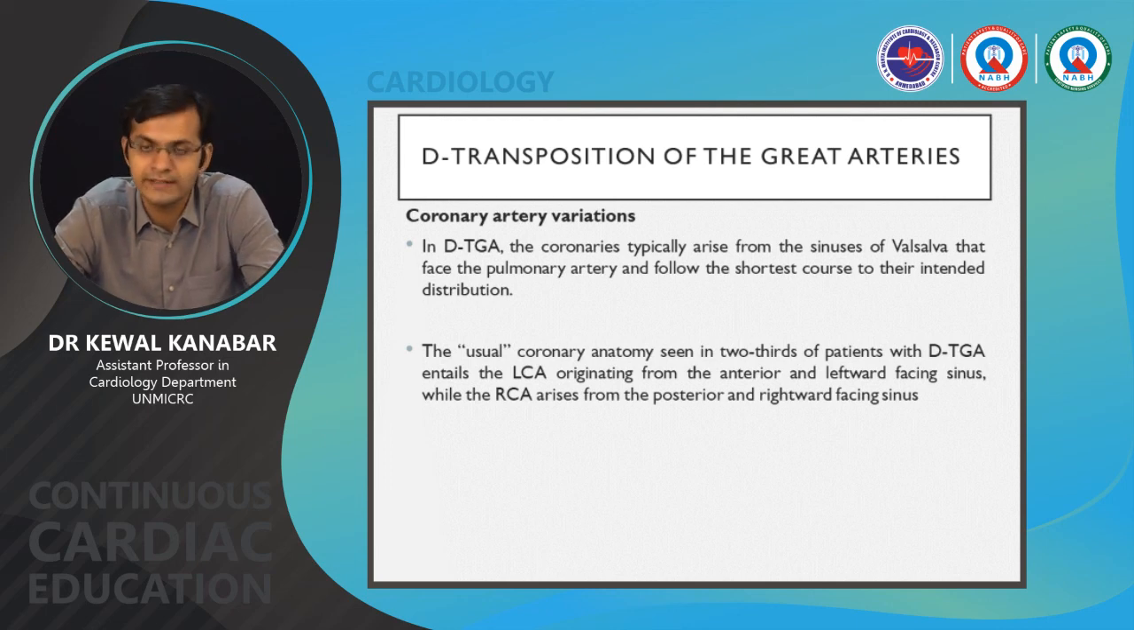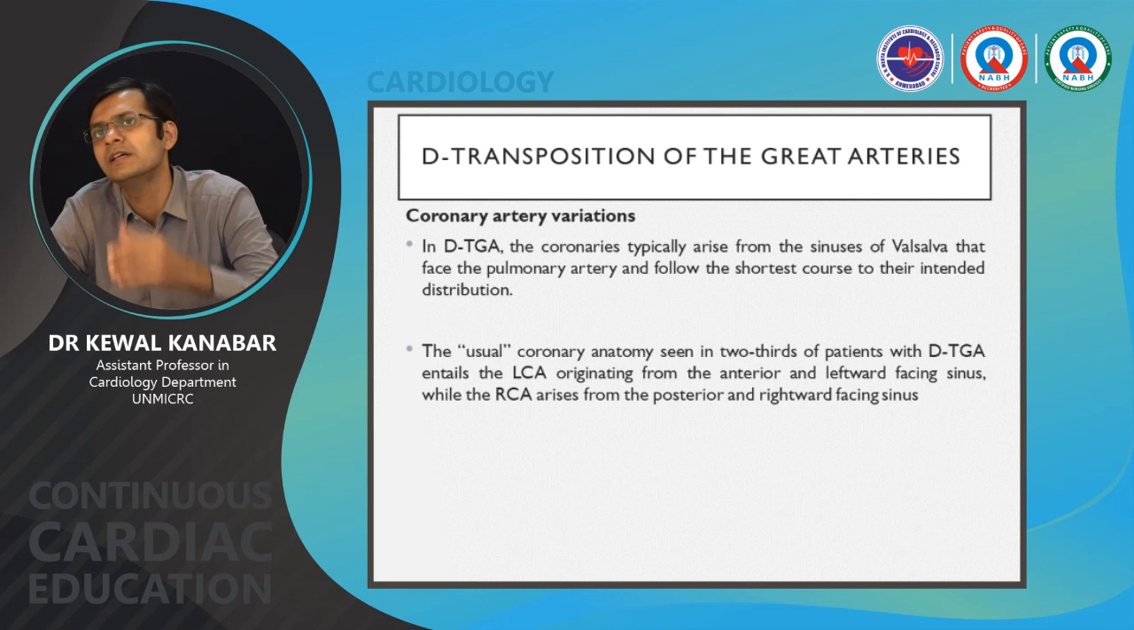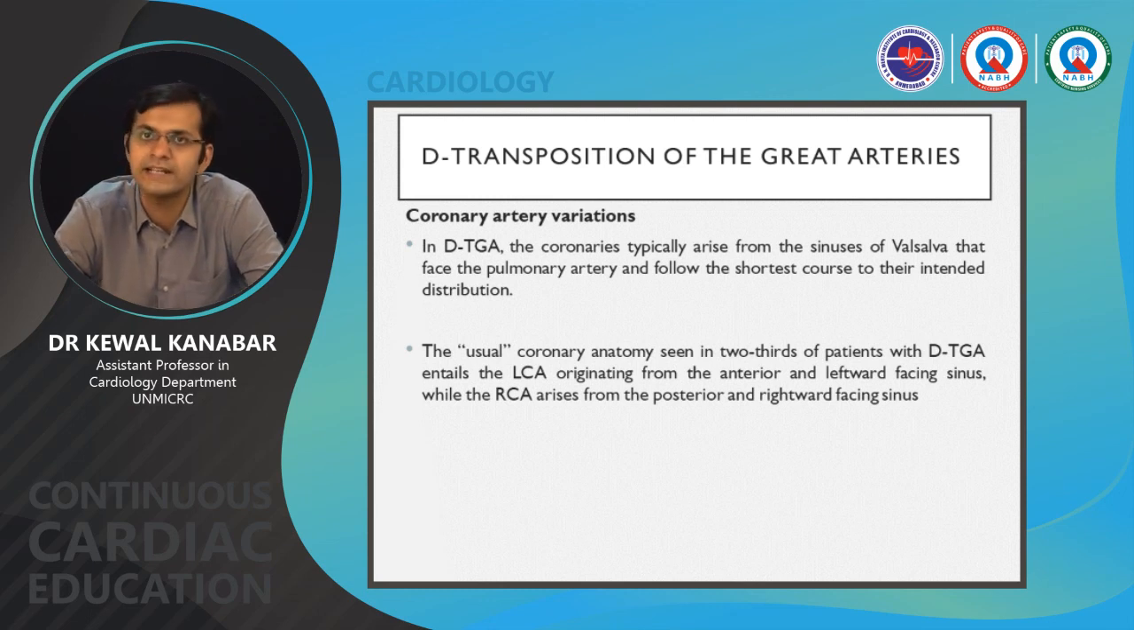So, in the coronary artery anomalies in DTGA, coronaries usually come from sinuses of Valsalva that face the pulmonary artery. They come from the facing sinus. So, in 2/3 of the patients, left coronary artery arises from the left facing sinus, because that is what is going to face the pulmonary artery, and the RCA comes from the right sinus and the posteriorly facing sinus.